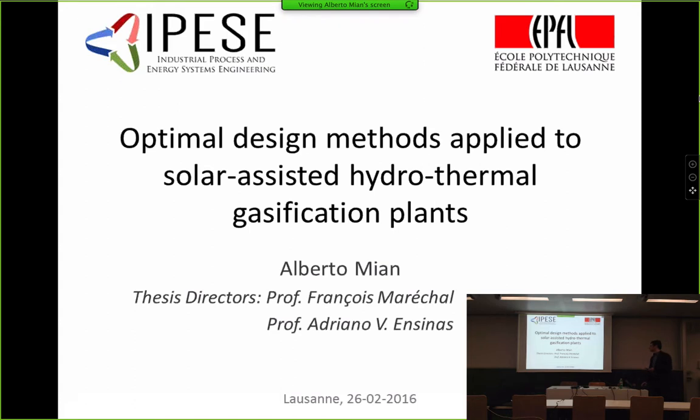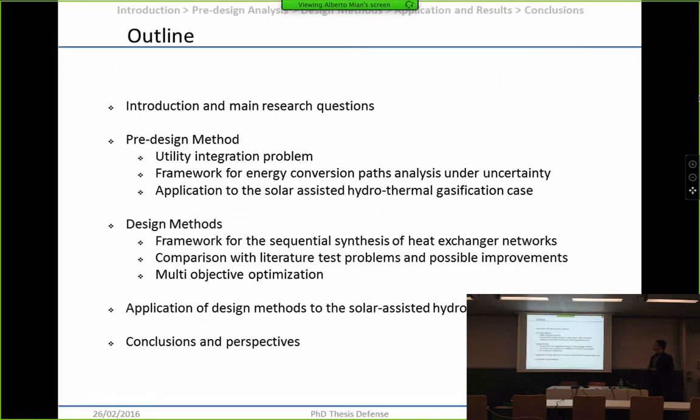So I will present you the work that deals with the optimal design applied to solar-assisted hydrothermal gasification plants. I will introduce the problem a bit, then I will show the main two methods that I have developed to design a solar-assisted gasification plant. In particular, I will look at the first of three design methods.